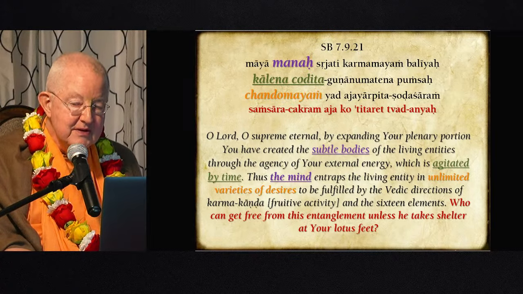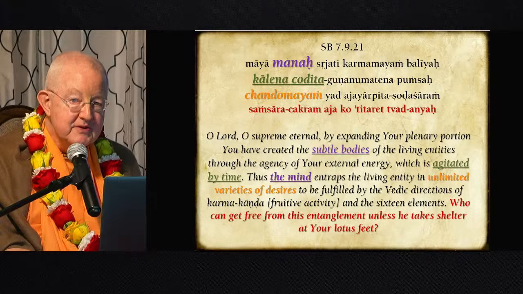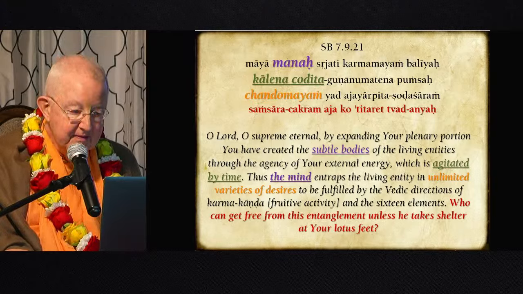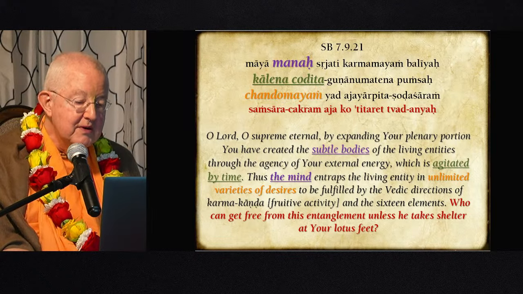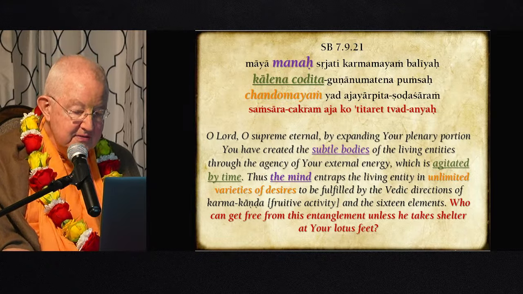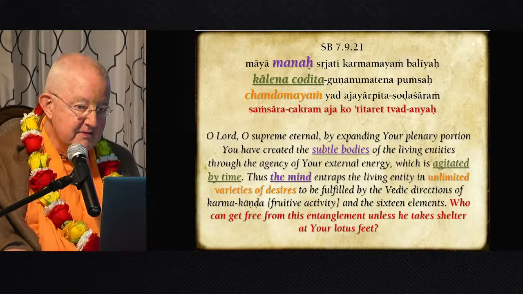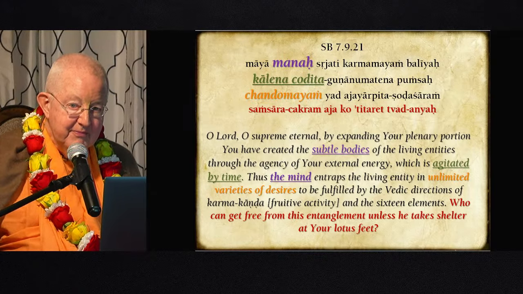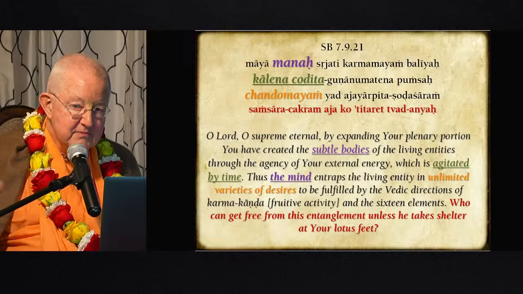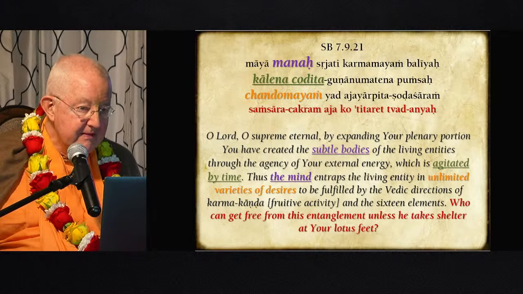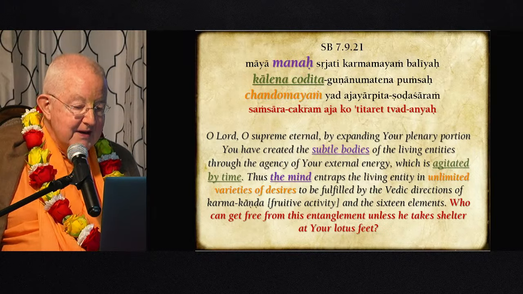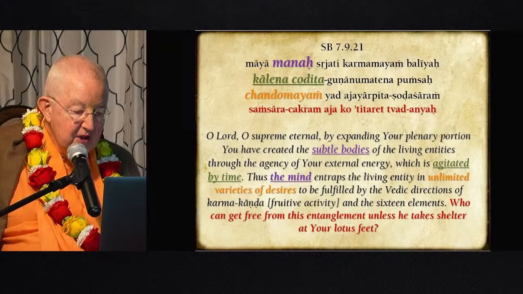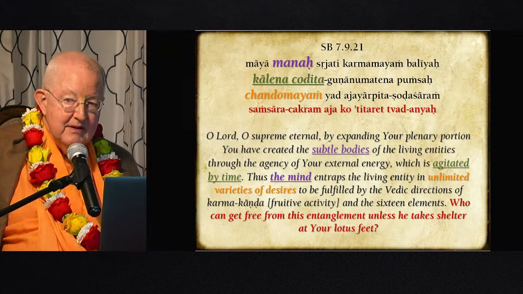Here's a continuation, another subtle feature of that same topic, the Achintya Bheda Abheda Tattva topic. O Supreme, O Lord, O Supreme Eternal, by expanding your plenary portion, it's interesting language. What's a plenary portion? A Vishnu expansion. So the three Vishnus, they're plenary portions. Mahavishnu, Garbhodakshayi Vishnu, Kshirodakshayi Vishnu. They're plenary portions. By expanding your plenary portion, you've created the subtle bodies. That's one of the things that Vishnu forms do.